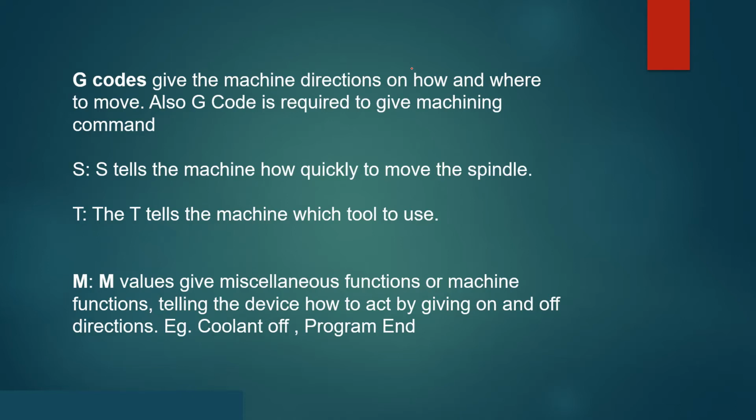M code. What is meant by M code? M values give miscellaneous functions or machine functions, telling the device how to act by giving on and off directions. For example, coolant off, or if you want to end the program, at that time we have to use M codes.